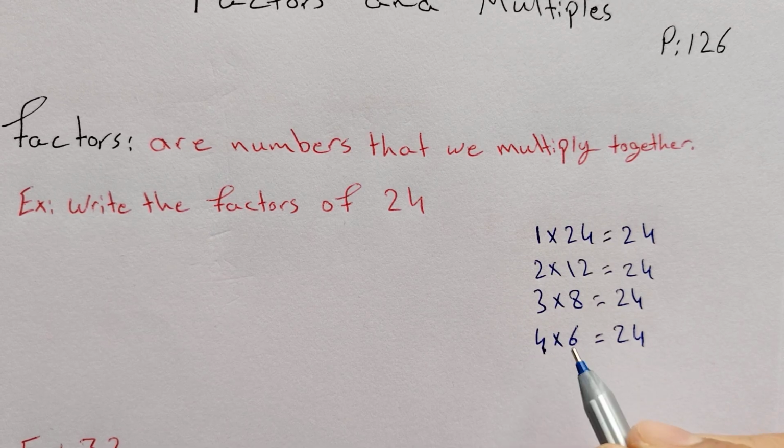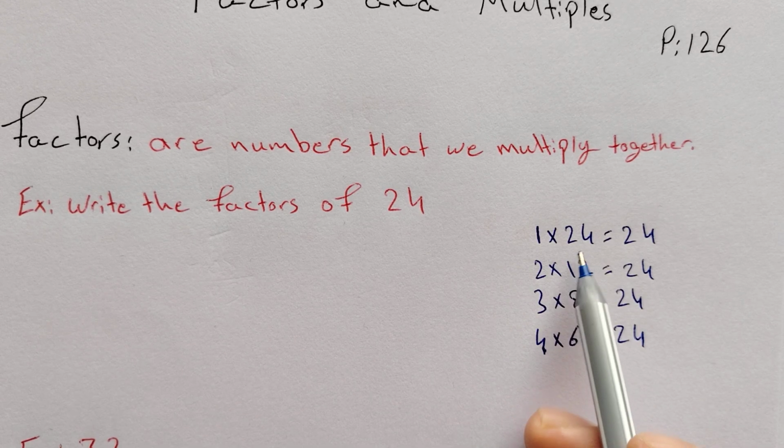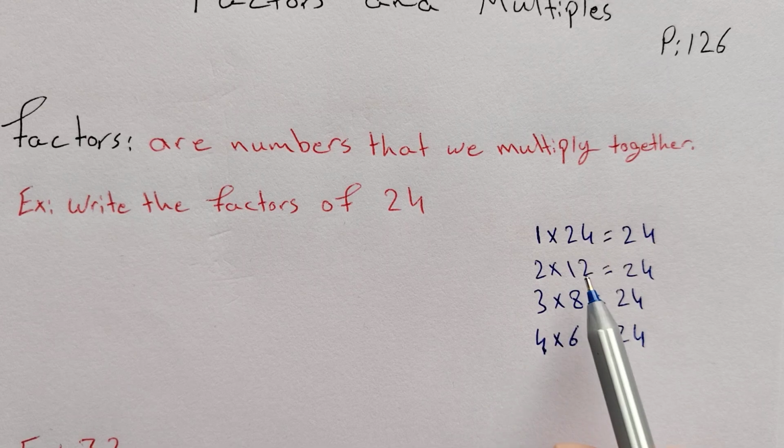Then I'm gonna check 6. Do we have 6? Yes, we have 6 times 4. But since we wrote 6 here already, we stop. We are not checking any more numbers. Now, the factors that we are multiplying to get to 24 are those: 1 and 24, 2 and 12, 3 and 8, 4 and 6.